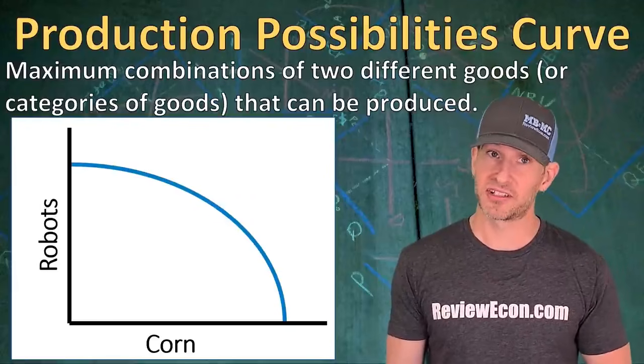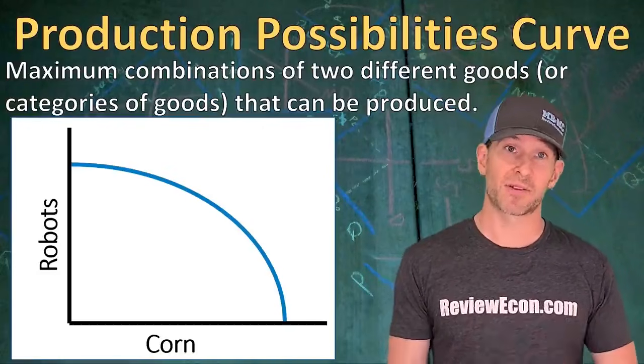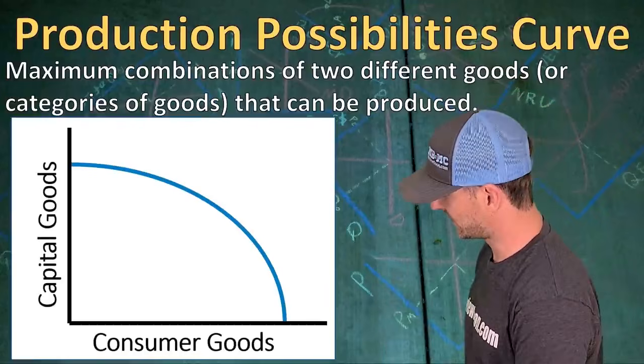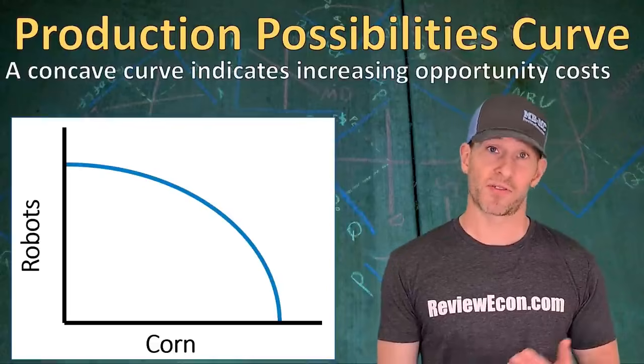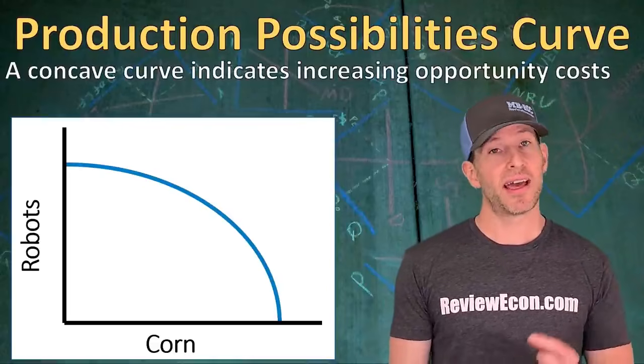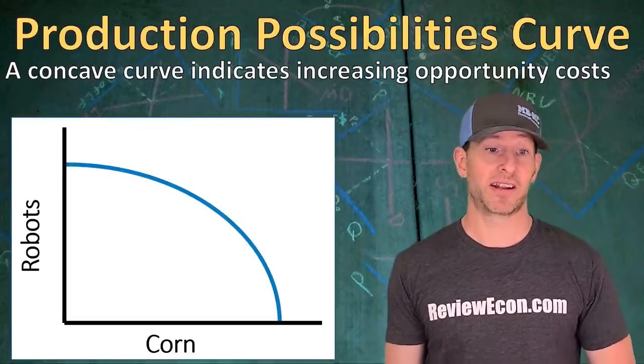Instead of specific goods, you could actually see this graph with categories of goods, like capital goods and consumer goods, or guns and butter. When you see a bowed out curve that is concave to the origin, that will be an indication of increasing opportunity costs.